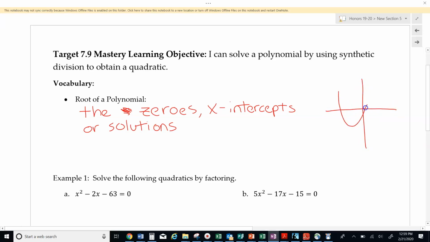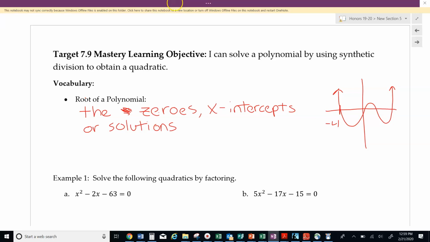So if I draw my lovely graph, let's say it crosses here and that's -4. So x equals -4 is 0. Your x-intercept is at -4, your solution is x equals -4, the root is -4. These are all just different names for the same idea, okay?